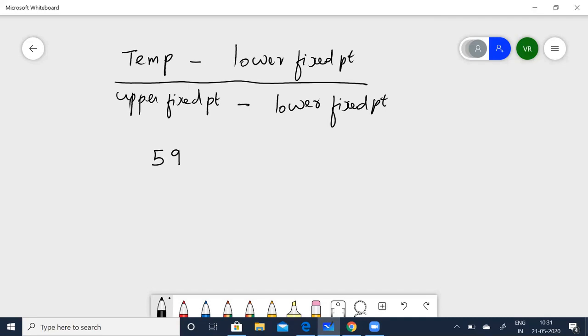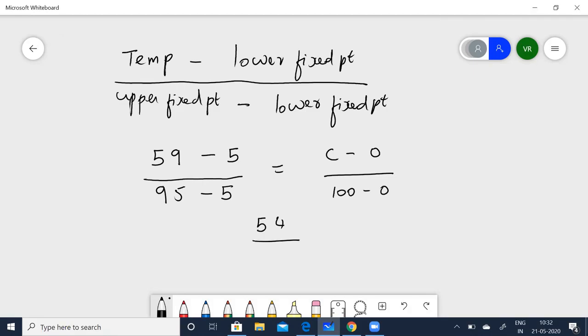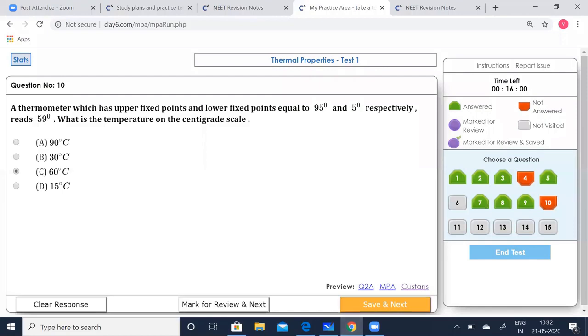Now the given temperature is 59, minus the lower fixed point, which is 5, divided by the upper fixed point 95 minus 5. So that is equal to C minus 0 divided by 100 minus 0. This is what it is on the centigrade scale. So that is 54 divided by 90 times 100 is equal to C, which gives you 60 degrees. So C is equal to 60 degrees Celsius. Let's see which option is correct. C is correct. Save that.